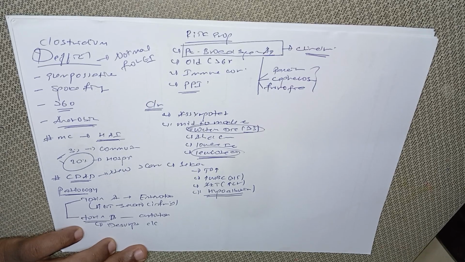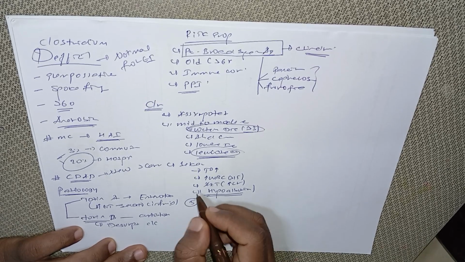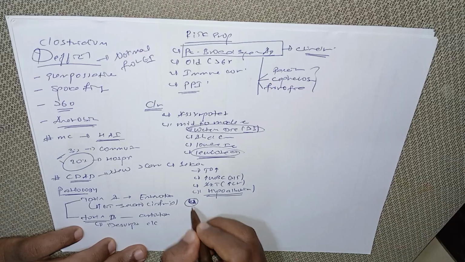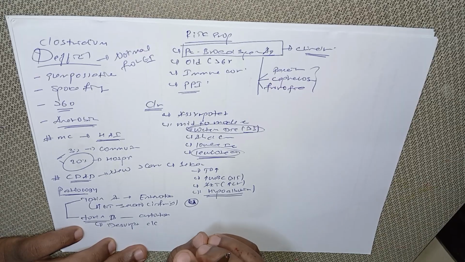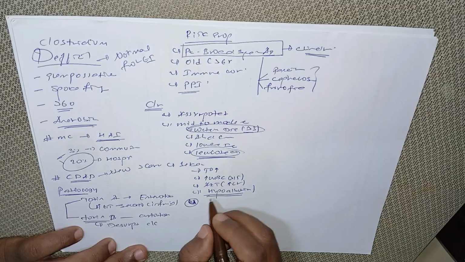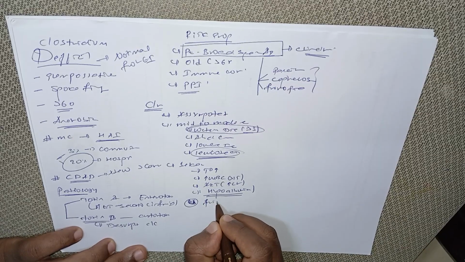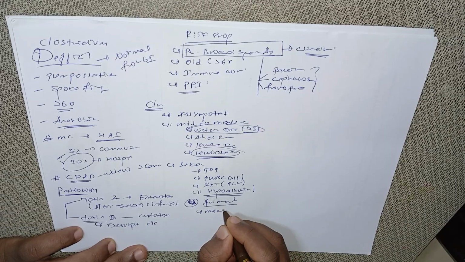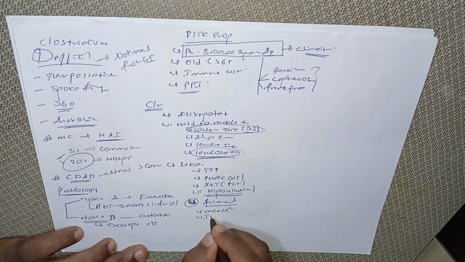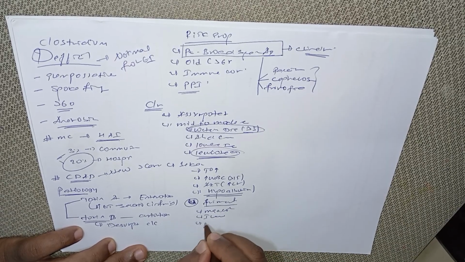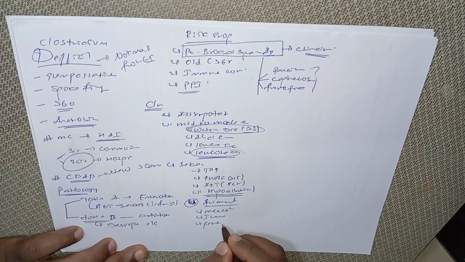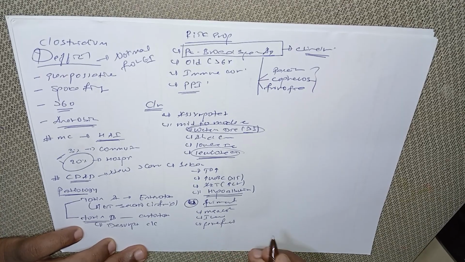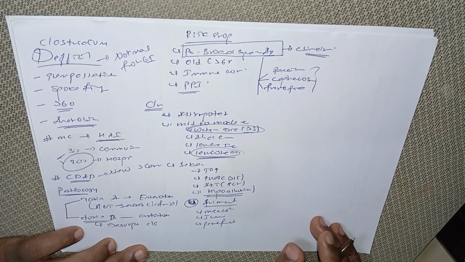Hypoalbuminemia will be present. So in the case of the fulminant type of Clostridium difficile infection, the patient could have megacolon, a big colon. The patient has ileus, and they could have perforations and develop peritonitis. And they may end up with death.